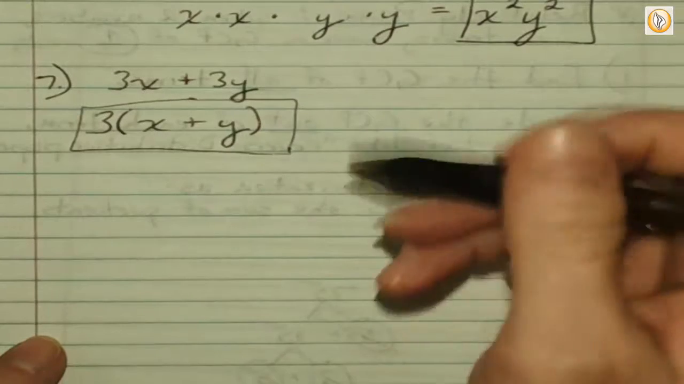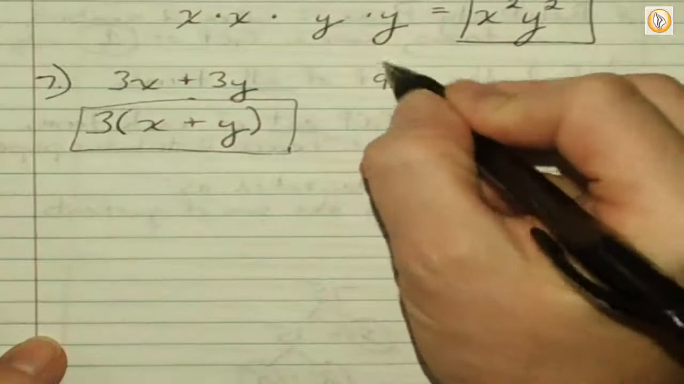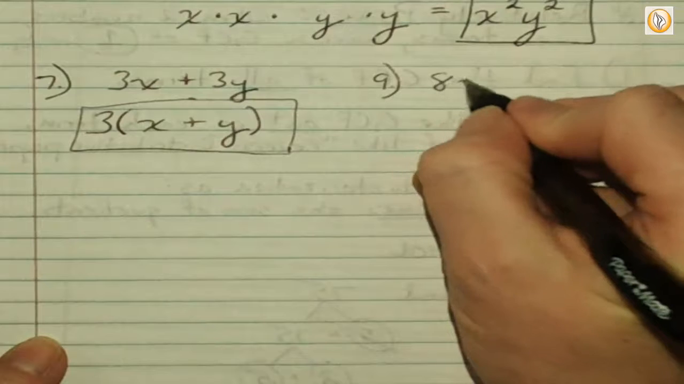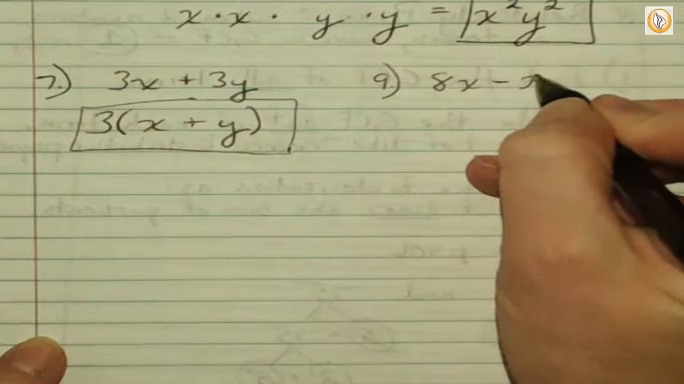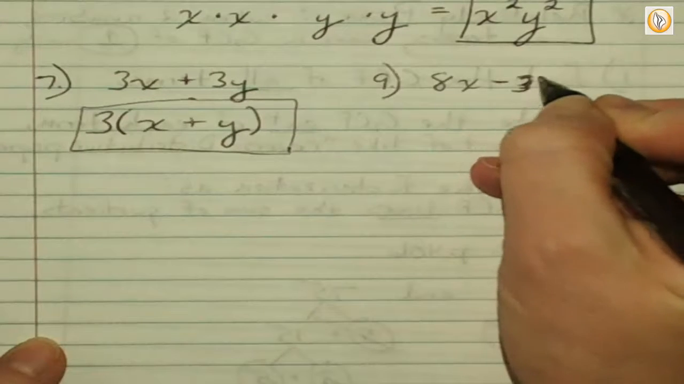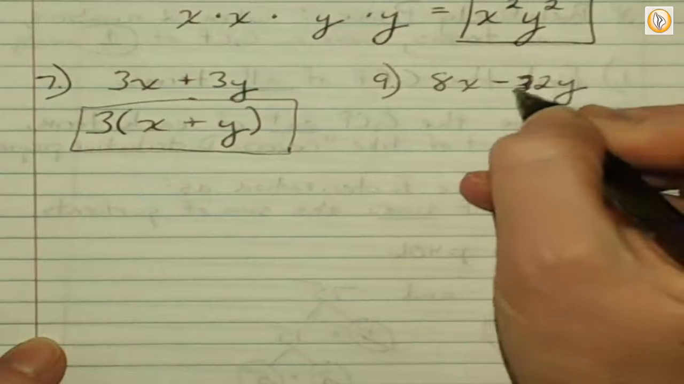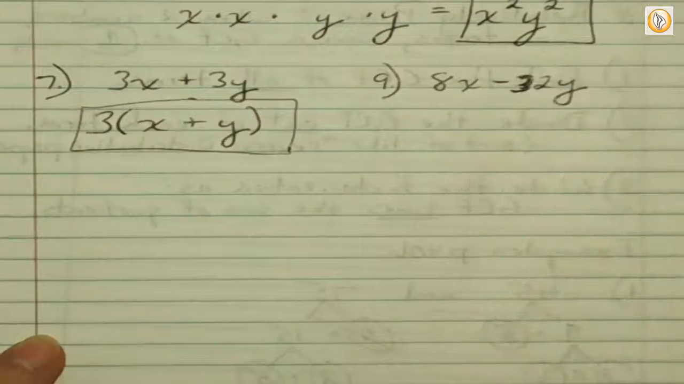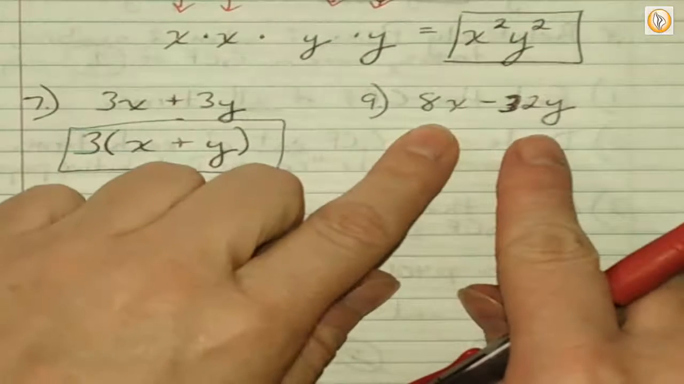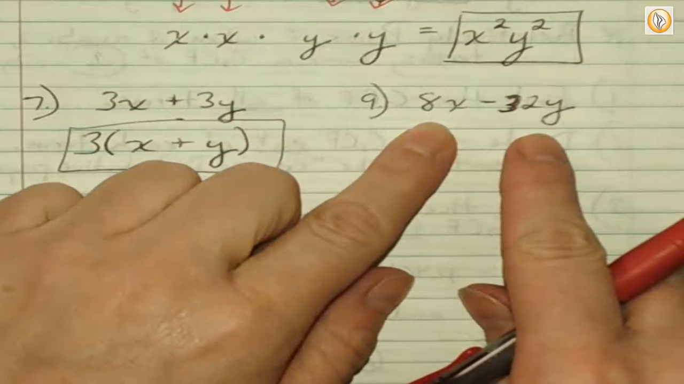Let's do 9. I don't know why I didn't do these last year. 8x minus 32y. Okay, so Sophia, what do both of these terms have in common?